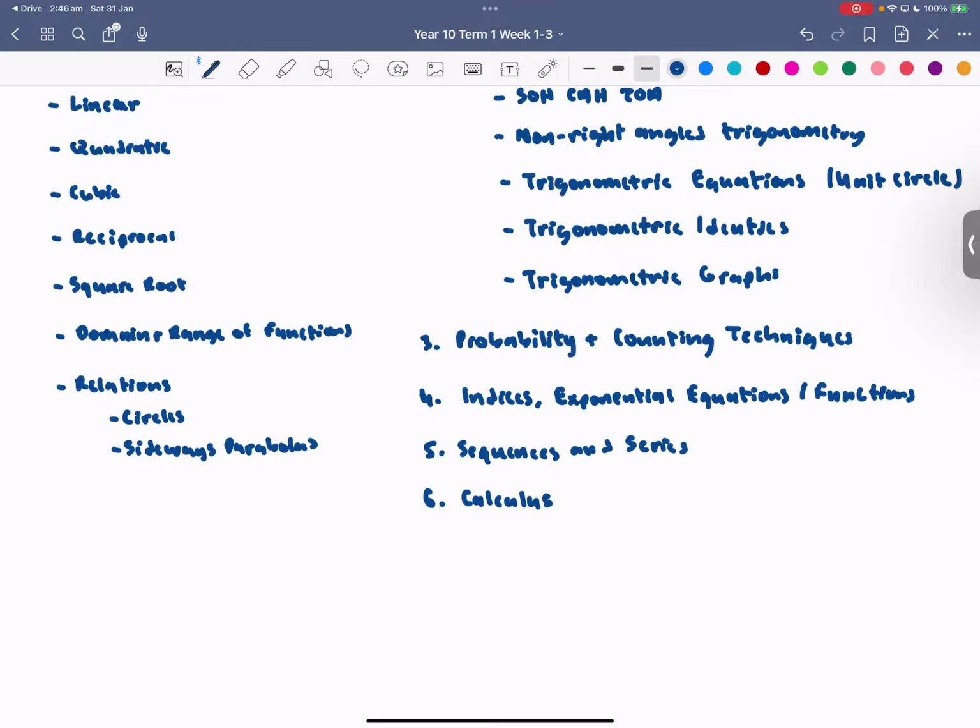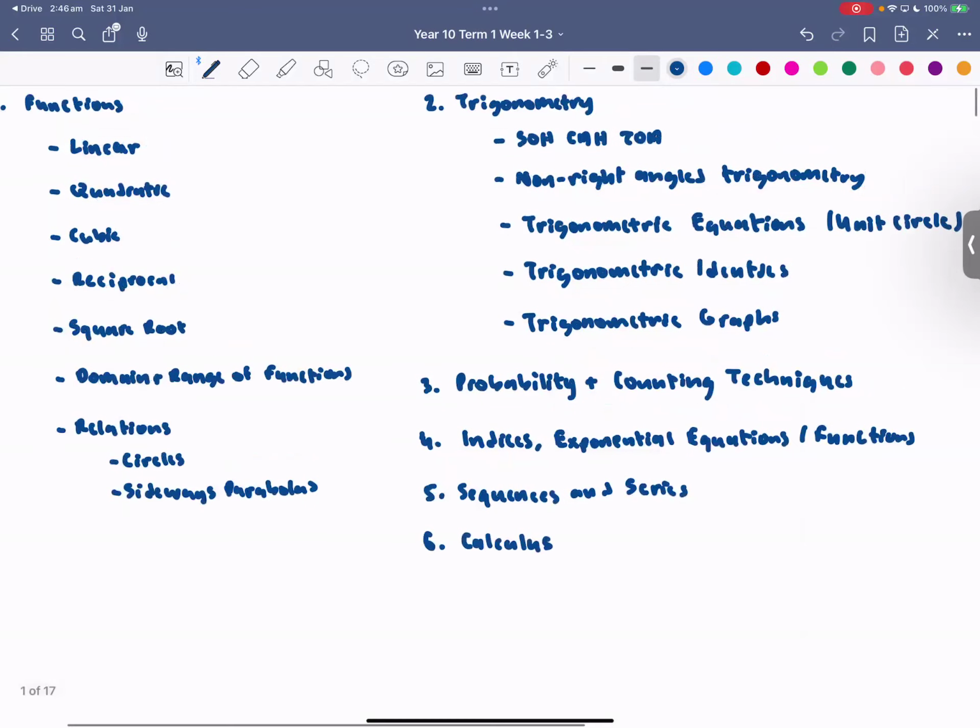Now, here's the thing. Every school does different stuff in year 10 maths. Perth Mod does the year 11 methods syllabus in year 10 math. That's just what they do. Even the book that you buy is the year 11 methods book. So they have a bit of an advantage because they do year 11 methods in year 10 math.